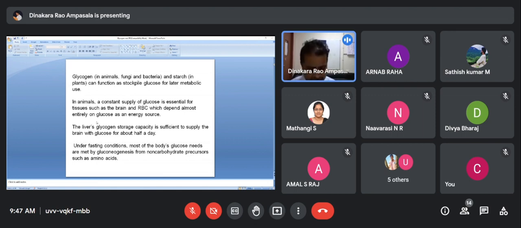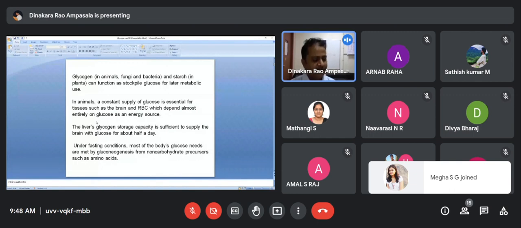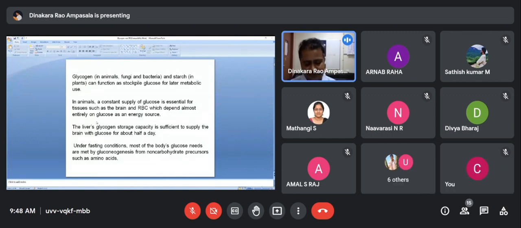glycogen storage. Okay, liver glycogen is enough, whatever the storage is, enough for a day when we are in a starving condition. So under fasting conditions, as we saw in the previous class, when glycogen levels go down and no glucose is present inside the cell, the cell will synthesize glucose from non-carbohydrate molecules via gluconeogenesis. We have seen that in the previous class.